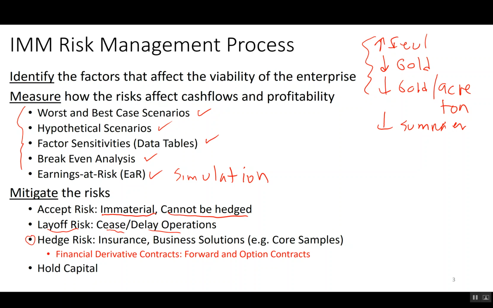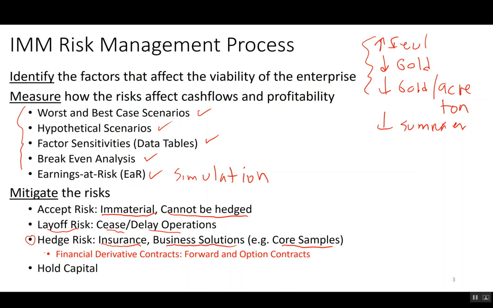The next one is you can decide to hedge the risk. Now that can be done with just a normal insurance contract, right? If you're exposed to, say, breaking down equipment, you can buy an insurance contract or a maintenance contract for your equipment. Or you can do a business solution, and we talked about this last topic. If you're exposed to a low gold content in the ground, you can do core samples, and that can reduce that risk. You know exactly how much gold you have before you go in.